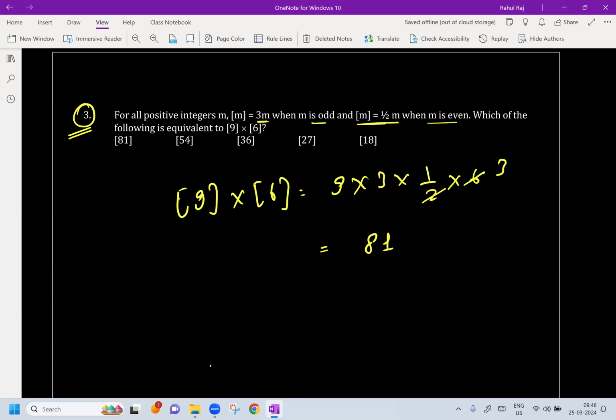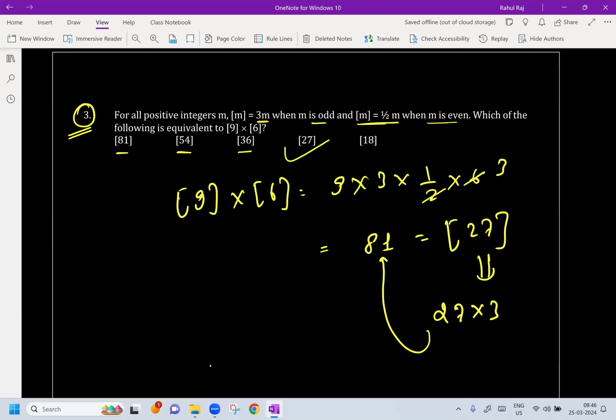With my dear lecture, answers are in the form of a bracket. So you have to convert this into bracket. When you convert it, it comes as bracket 27, because when you open bracket 27, it is 27 into 3. Okay, fine. You have to put it back in the bracket, because answers are in the form of a bracket. It doesn't matter how good you are. If your answer is wrong, it's wrong.